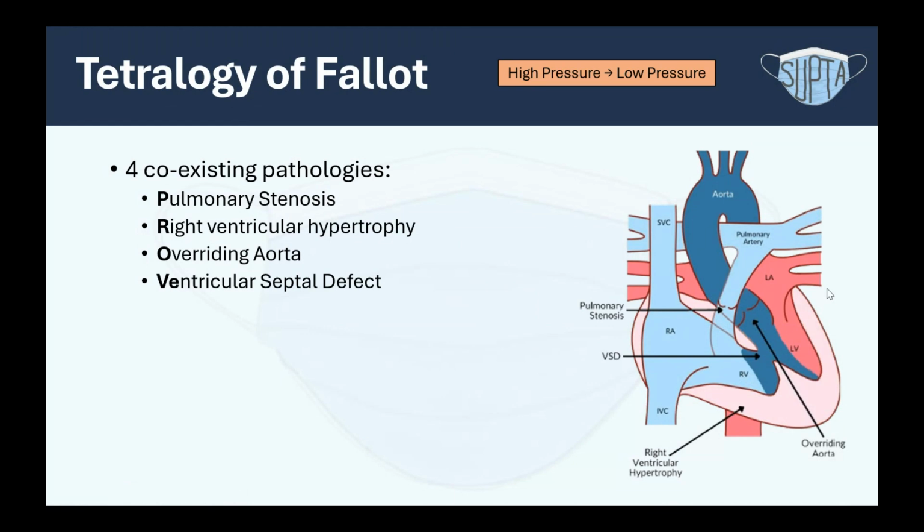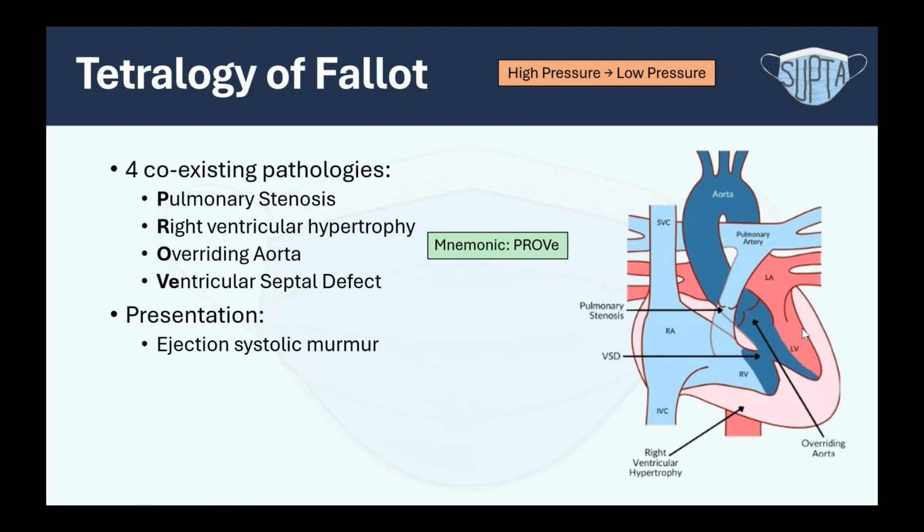So because of the hypertrophy, the pressure in the right ventricle is going to be high. So now there's going to be a right to left shunt, allowing deoxygenated blood to go to the left ventricle. To make matters worse, you're also going to have the overriding aorta, which usually tends to sit on top of the VSD, and that's going to lead to deoxygenated blood being pushed to the entire body. So you have a lot of problems. I used the mnemonic PROV to help me remember the four pathologies. That's going to stand for pulmonary stenosis, right ventricular hypertrophy, overriding aorta, and ventricular septal defect. So now, how is tetralogy of Fallot going to present?